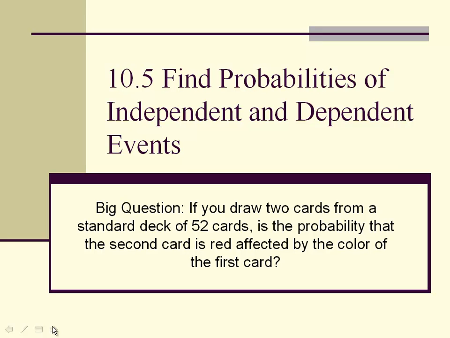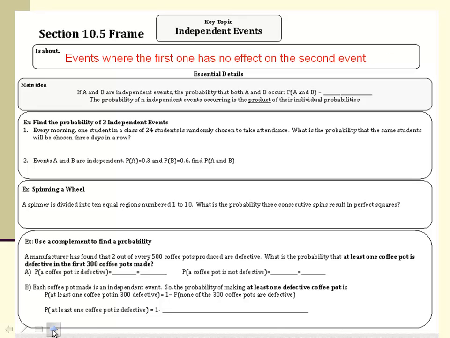Welcome to section 10.5. We're dealing with independent and dependent events. And so we are asking you questions like, if I draw one card, will it affect the second drawing that I do? This is the type of question that we're going to ask. Now take a look. Let's start with independent first.